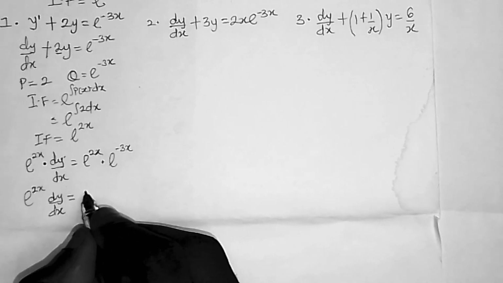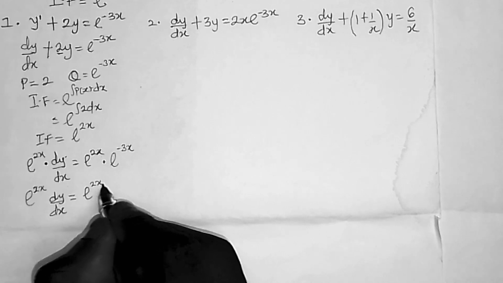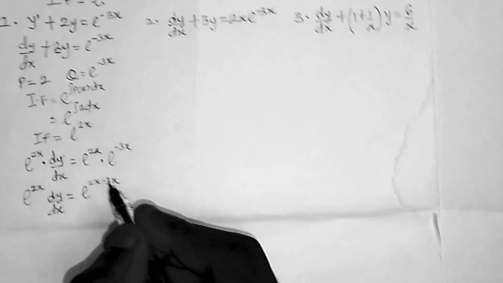Applying indices, that will give us exponential 2x minus 3x. Are you seeing that now? And then this will give us exponential 2x dy/dx equal to exponential minus x. Are you seeing that now? So that is what we are going to have.